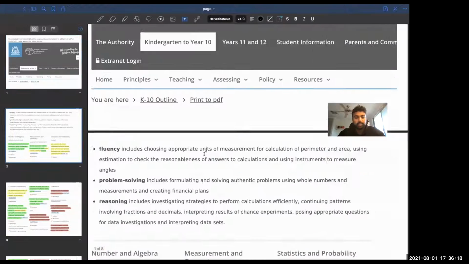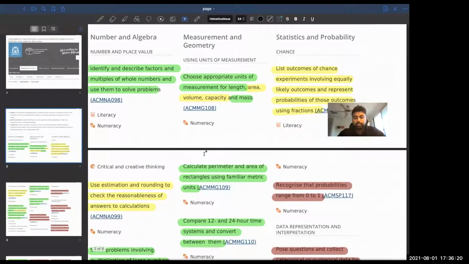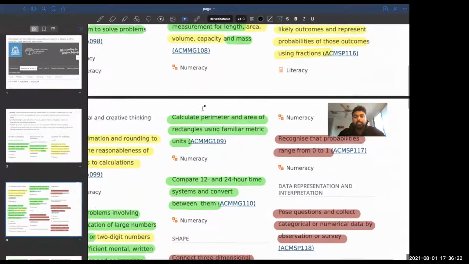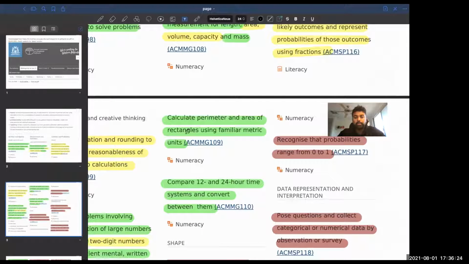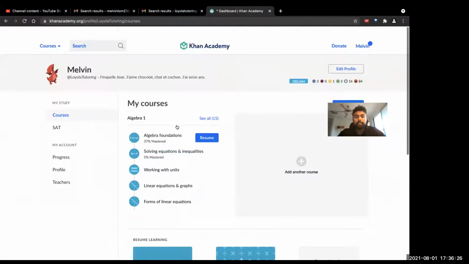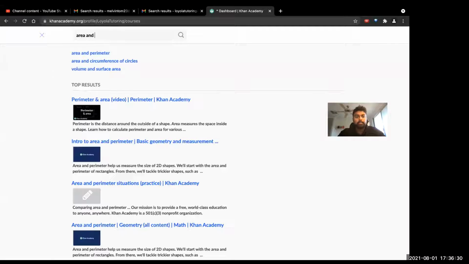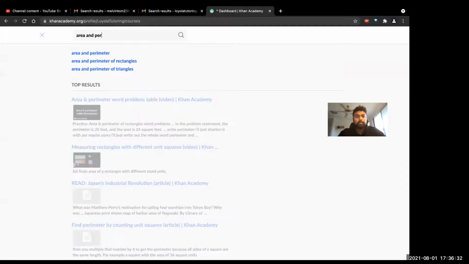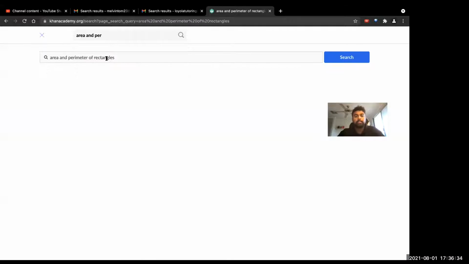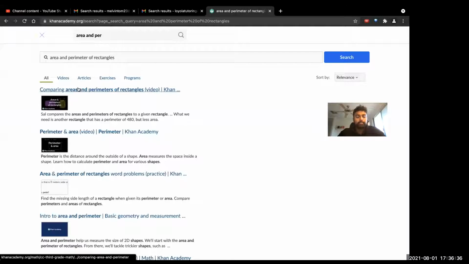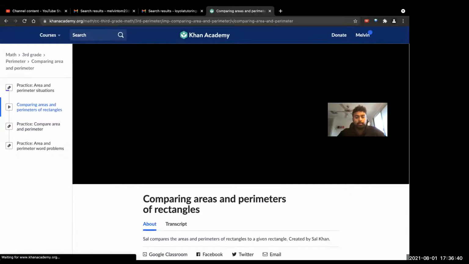And then let's just say I'm Naman. And Naman looks at the syllabus and says, oh, I don't know how to find the area and the perimeter of rectangles. You know what I'll do? If I'm Naman, I'll come here and I'll find area and perimeter of rectangles. Do you see that? Right there. I click that. There's already a lesson for me to learn.